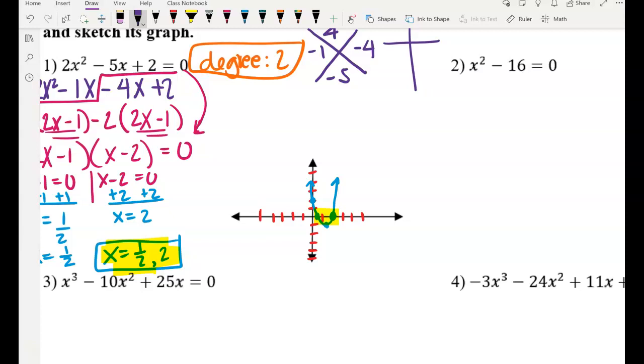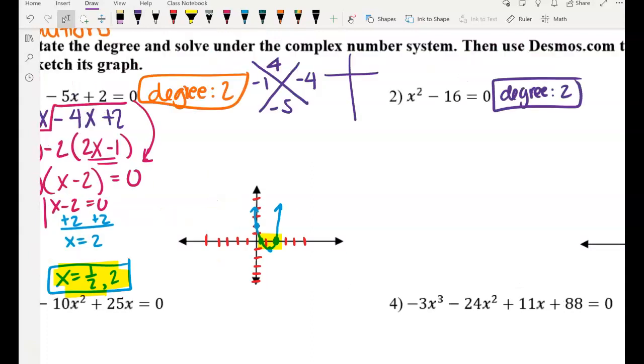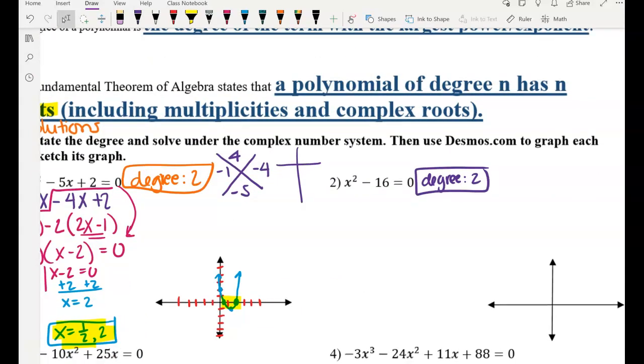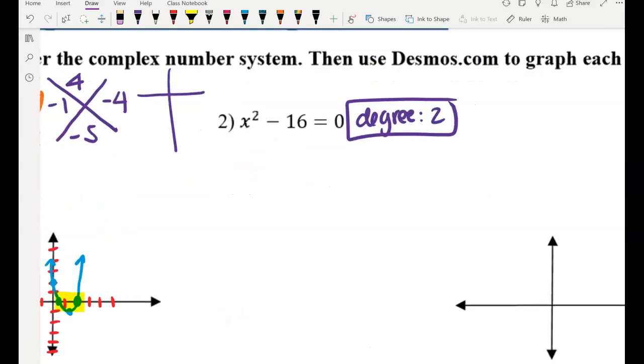How many terms is number two? Two. What is the degree of that first term? Two. What's the degree of the second term? Nothing. It's a constant. So the whole polynomial is going to have a degree of what? Two. That means, based on our definition, if it has a degree of two, we should have how many answers? Two. Okay, let's see if it's true. How should we solve for that?